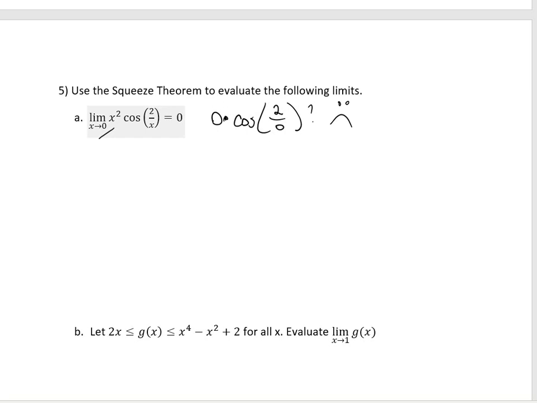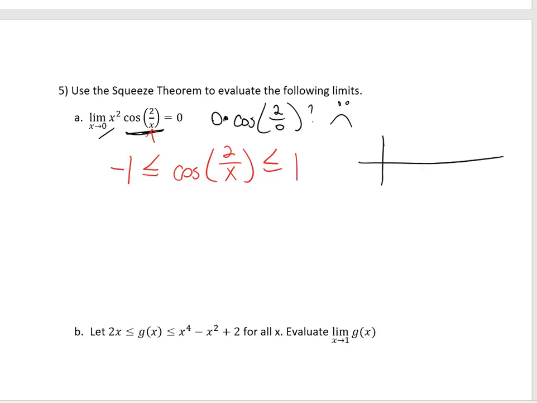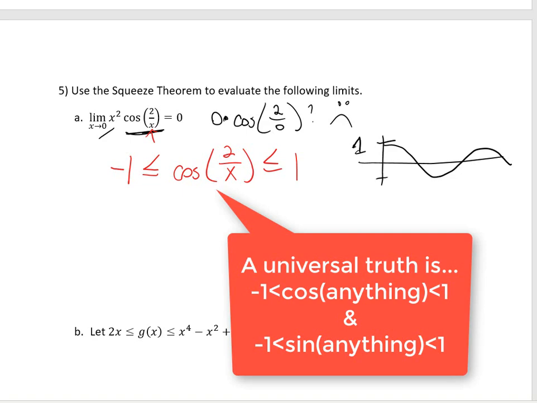So if you ever have a limit that has a sine or a cosine in it that's kind of giving you trouble like this, here's where you're always going to start. All right, mark my words. Here's where you're always going to start. No matter what you plug into cosine, literally no matter what, cosine is always going to be between -1 and +1. The reason for that is if you graph cosine, and you remember from trig, it always bounces between -1 and +1. All right, so we start off with this fact.